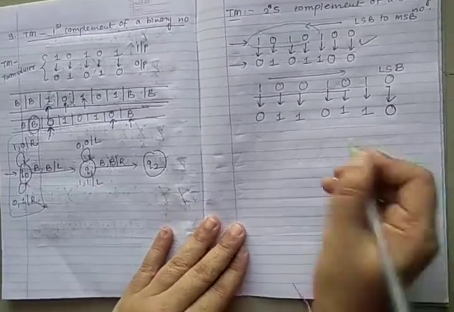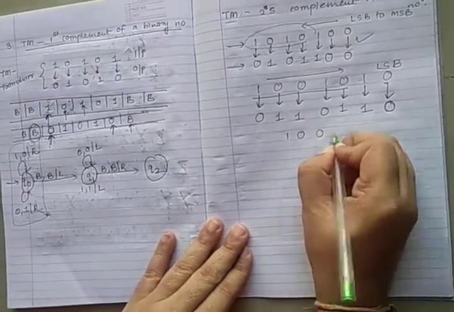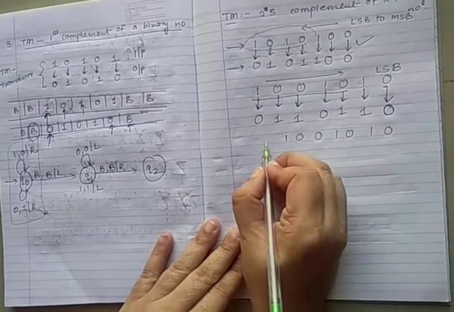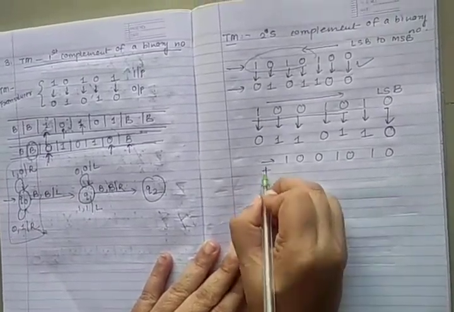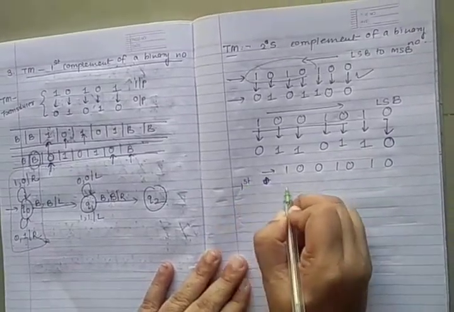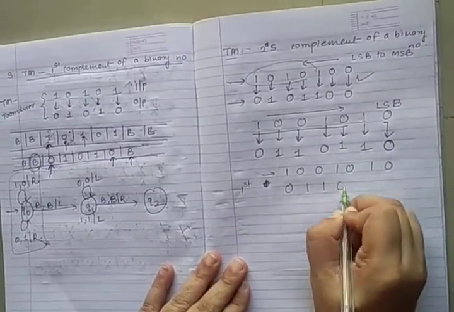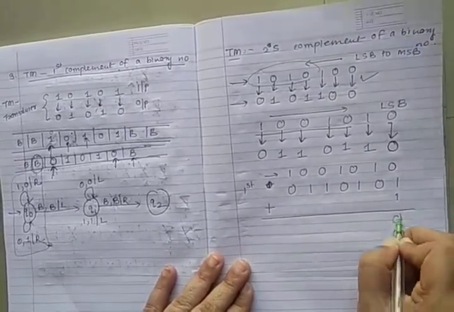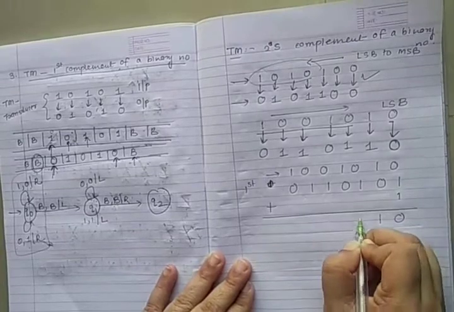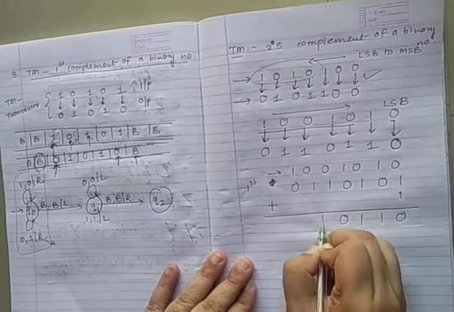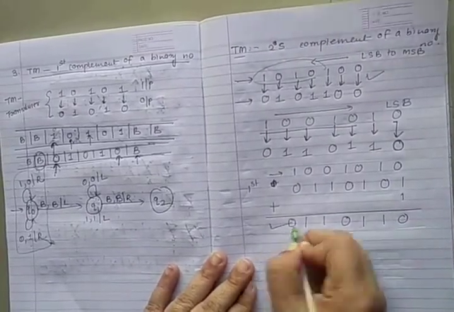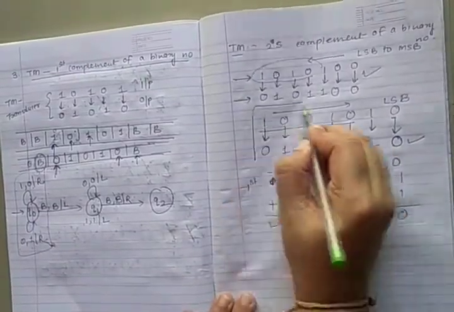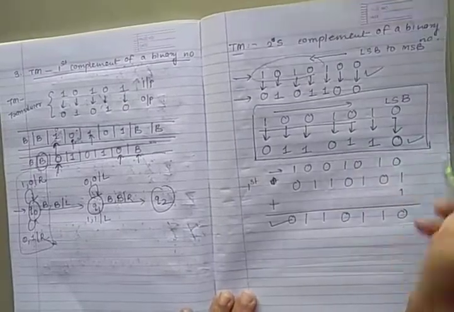If we cross-check with the traditional method for finding 2's complement: this is our number, first we find the first complement, so here we have 0 1 1 0 1 0 1, and we add 1. So we have 0 1 1 0 1 1 0. This number is the same as the previous one, right? So we follow this logic in order to construct the Turing machine.